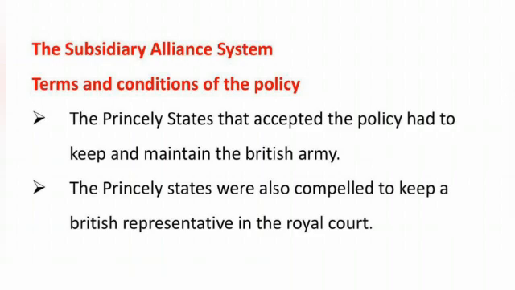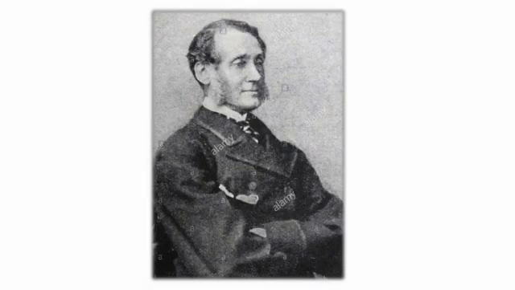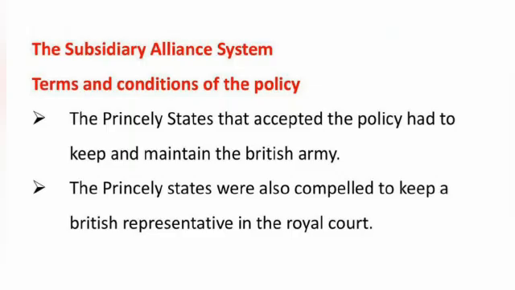The princely states were also compelled to keep a British representative in the royal court. So, in the royal court, the princely states were compelled to keep a British representative. So, all the undertakings and the entire monitoring is done by the British representative, and the king is just like a puppet who has to listen to the orders of the representative.